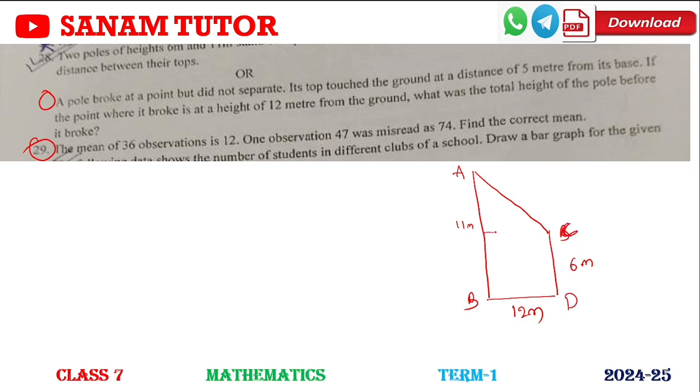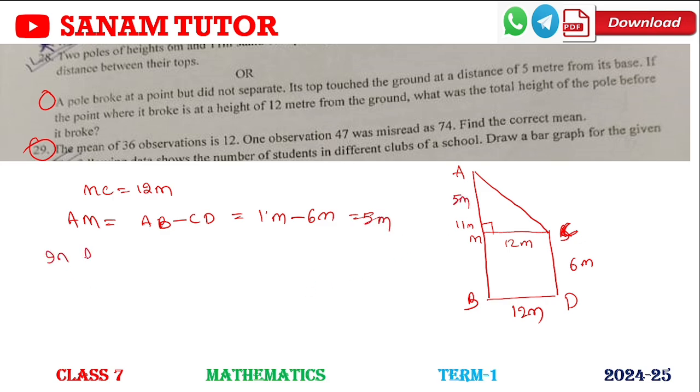Suppose we draw a perpendicular from C to M. So now tell me, MC must be equal to 12 meter. Yes or no? So we can write MC is equal to 12 meter. So this is 90 degrees. So we can write AM must be equal to AB minus CD, that is 11 meter minus 6 meter, that is 5 meter, means this one is 5 meter.